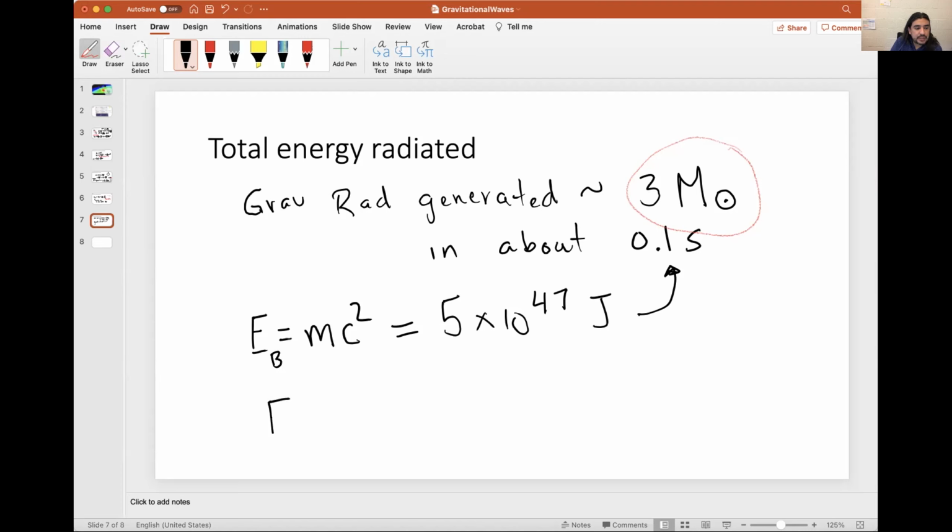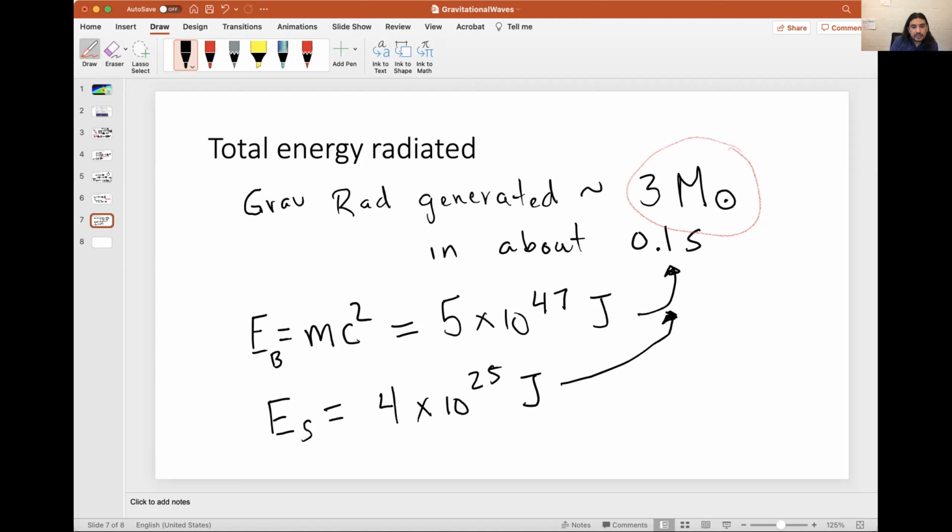So now let's think about the sun for a second. The sun emits energy, right? It's not gravitational, but electromagnetic radiation. And in a tenth of a second, the same amount of time, it radiates about 4 times 10 to the 25 joules. So you might say, oh, this is a really big number, right? Well, the sun is generating that also in about a tenth of a second.